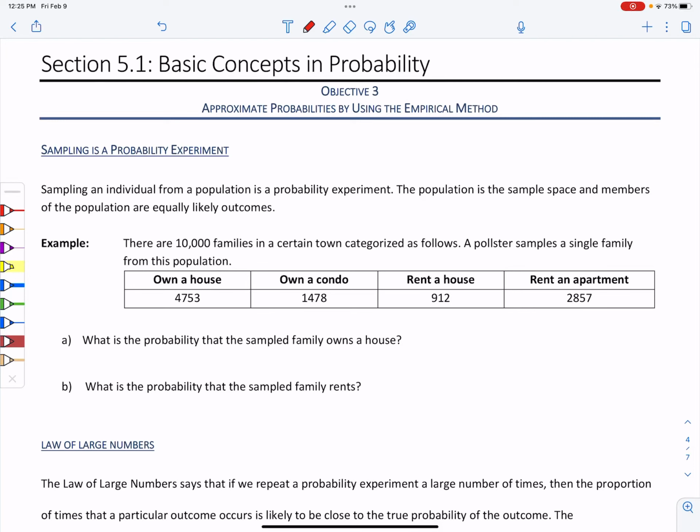So what we're going to look at now is calculating a probability based on data. We're going to use the same rule where we take the number of outcomes for the event and divide by the total. We're just going to be using collected data to find that information rather than a sample space. Notice in the example that we have here, we have 10,000 families and they are broken down into these 4 different categories. We want to know first, what is the probability that a sampled family, like if we select one, owns their house?